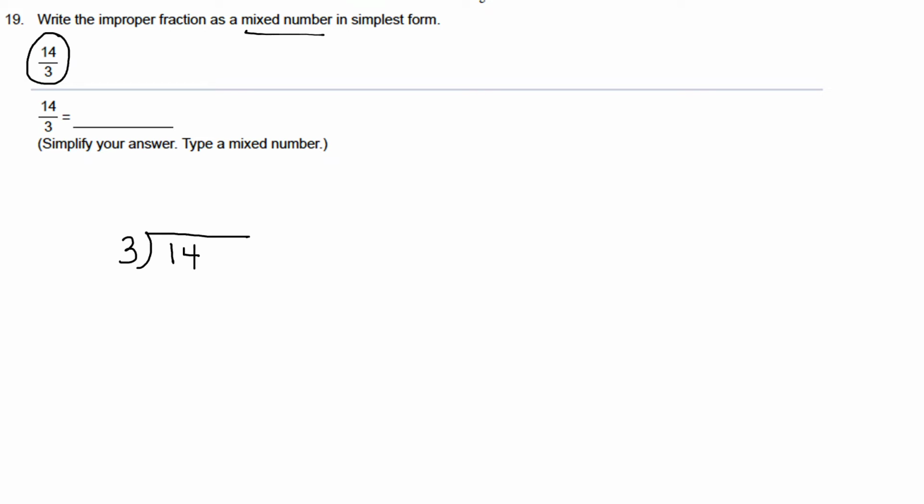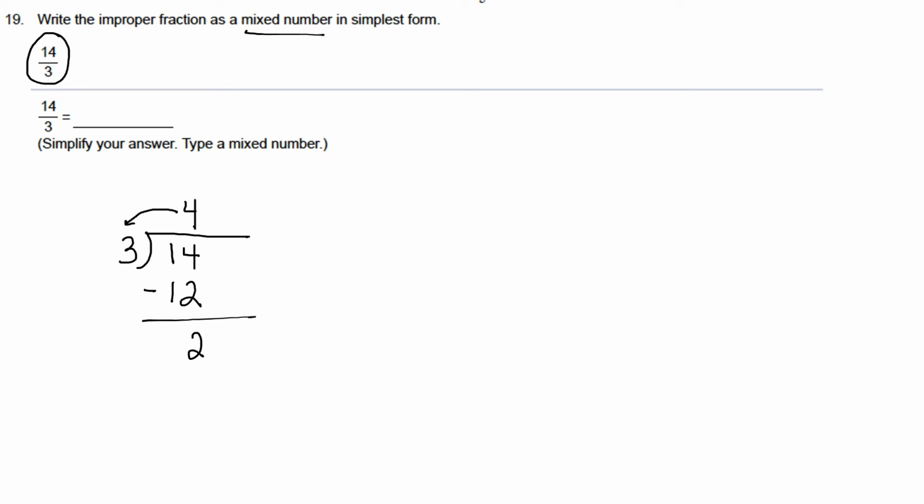Now, how many times does 3 go into 14? Well, I know that 3 times 4 is 12, so it goes into 14 4 times. Next, we'll multiply the 4 times the 3 to get the 12, and then we'll subtract. So 14 minus 12 is 2. That means that our remainder is 2.